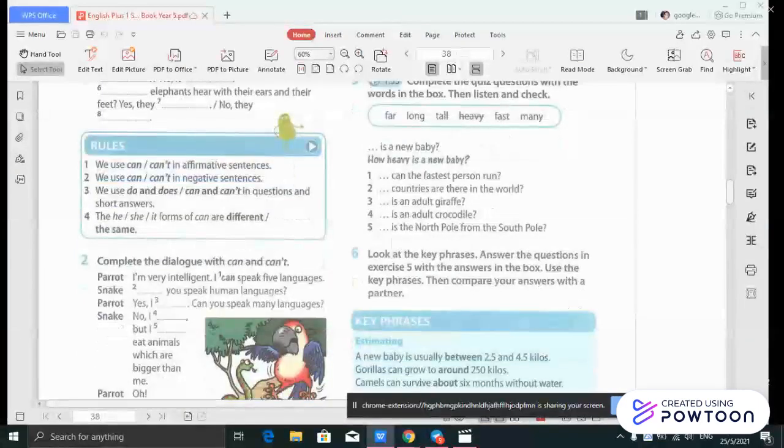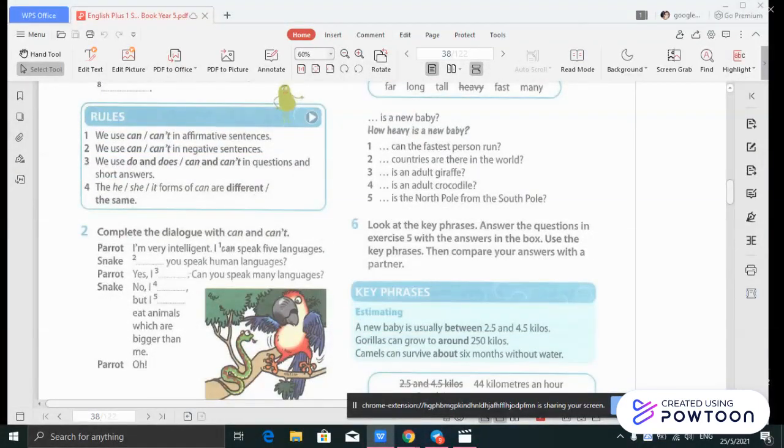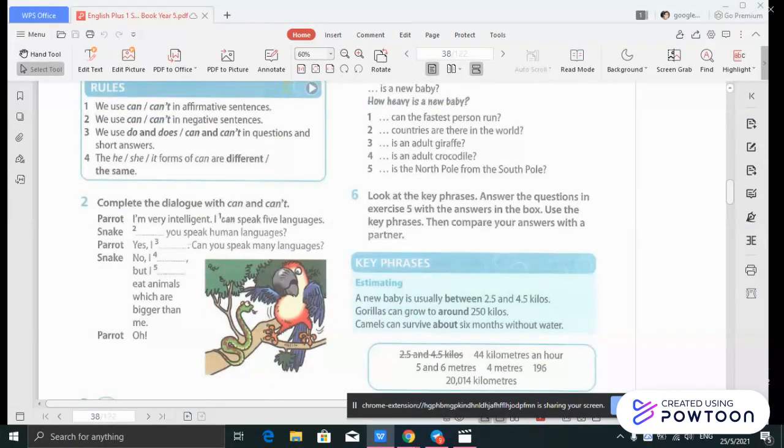Okay, then we can do activity 2. Complete the dialogue with can and can't. Right, so I'm very intelligent. I can speak 5 languages. Can you speak human languages? Yes, I can. No, I can't. So when you see the yes, it's an affirmative sentence, so you should give a can answer there. And if it's no, you should say can't, because it's a negative sentence, a negative answer. The yes and no is the indication for you to give an affirmative and negative answer.